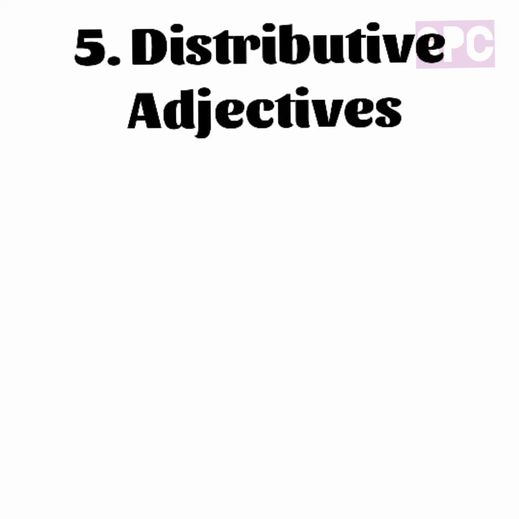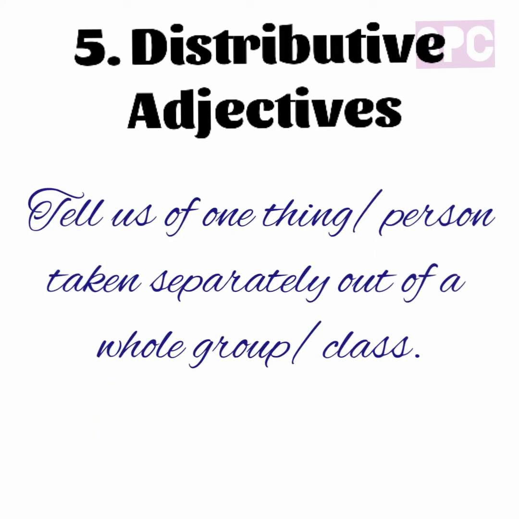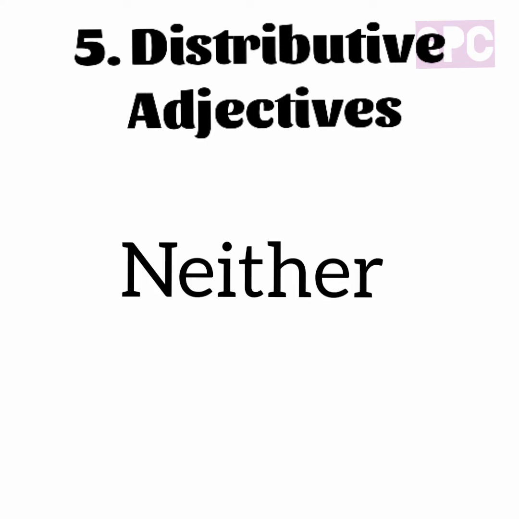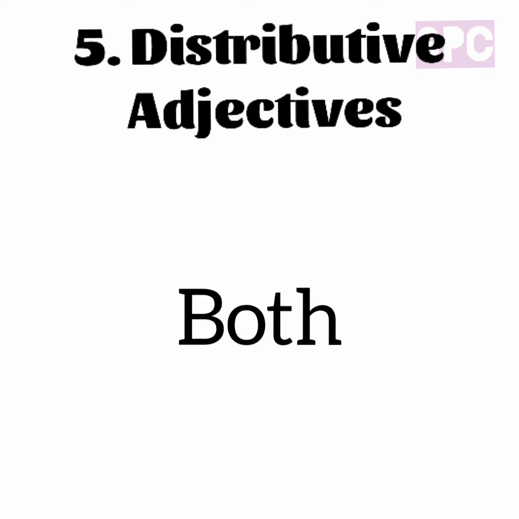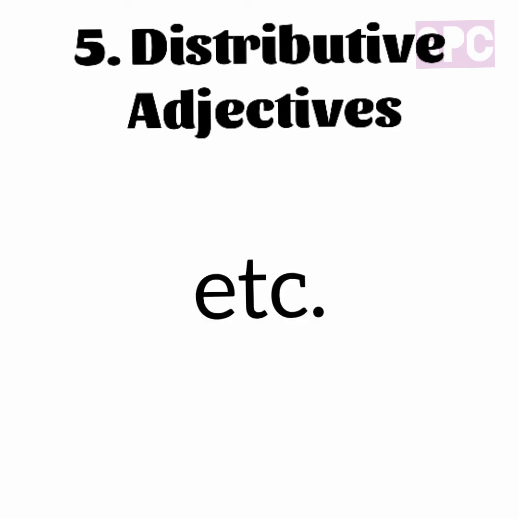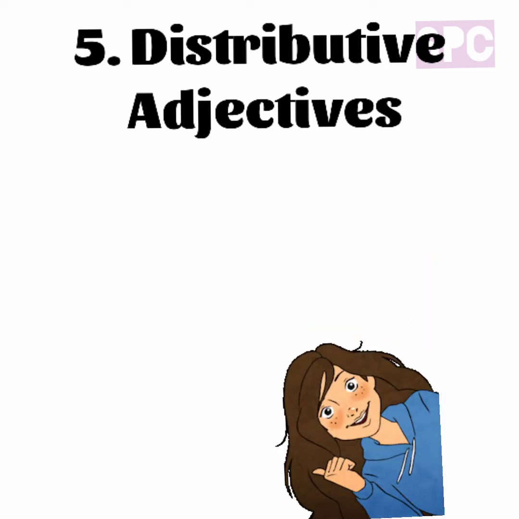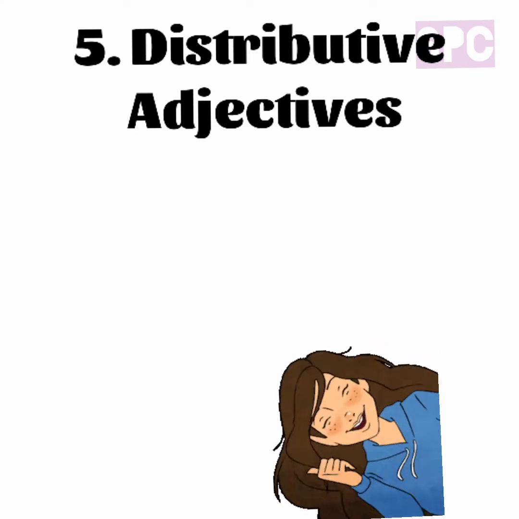Let's move on to the fifth kind of adjective, which is distributive adjective. Distributive adjectives tell us of one thing or person taken separately out of a whole group or class. For example, each, every, either, neither, both, etc. Let's understand the use of distributive adjectives in sentences.